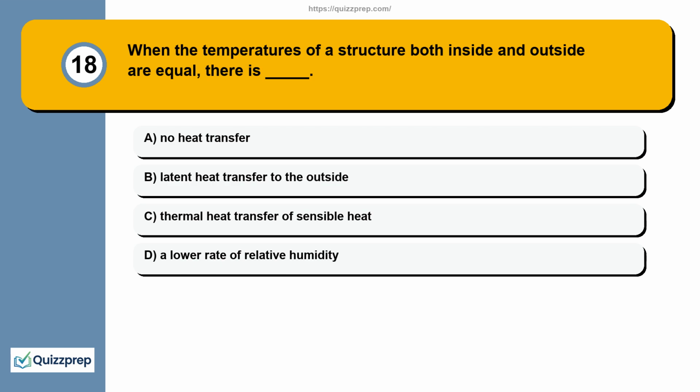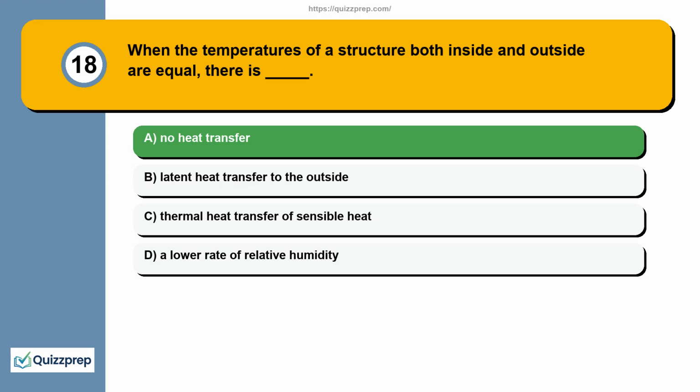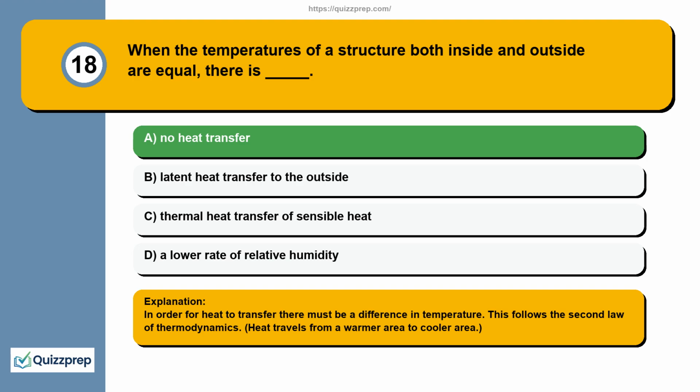Question 18. When the temperatures of a structure both inside and outside are equal, there is no heat transfer, latent heat transfer to the outside, thermal heat transfer of sensible heat, a lower rate of relative humidity. In order for heat to transfer, there must be a difference in temperature. This follows the second law of thermodynamics. Heat travels from a warmer area to cooler area.